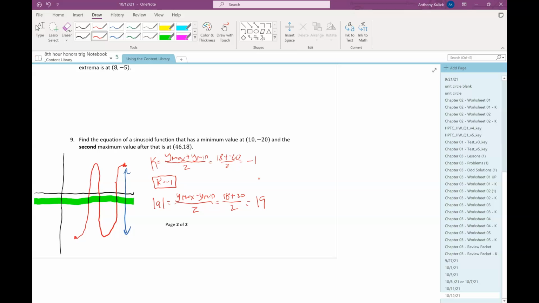Sure. What I'm going to do now is find the value for C. So I have to figure out, okay, how many periods do I really have drawn here? So if I go from here to here, that's one period. And then I have another half. You buy that?